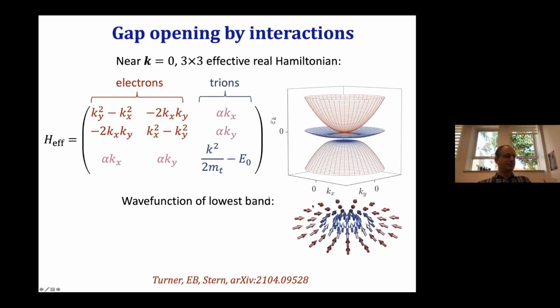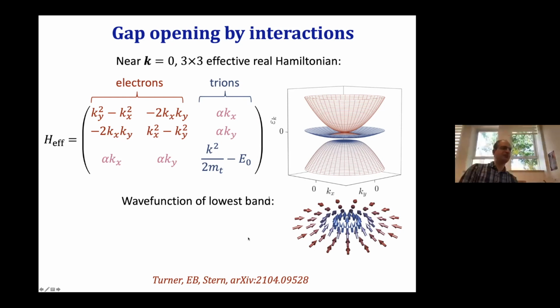Okay, so this is a picture of what the wave function looks like. You can represent the wave function as a three-component real vector. The z component of this vector is the trion component. So you see that far away, this is the wave function of the lower band. Far away from the quadratic band touching, you actually haven't done anything. This vector is in the plane, and it has a winding number of 2. And only close to the gamma point, it has a strong trion character.